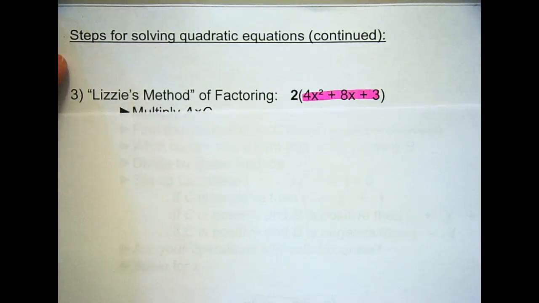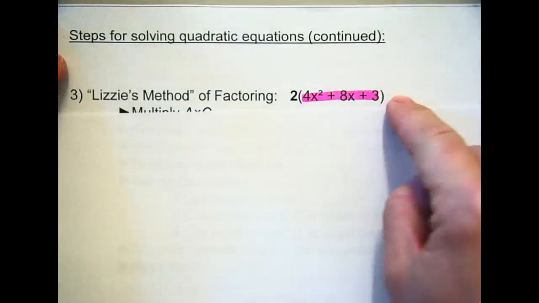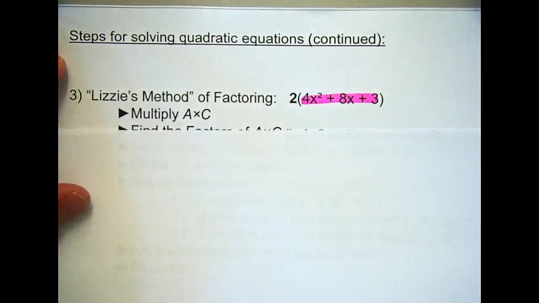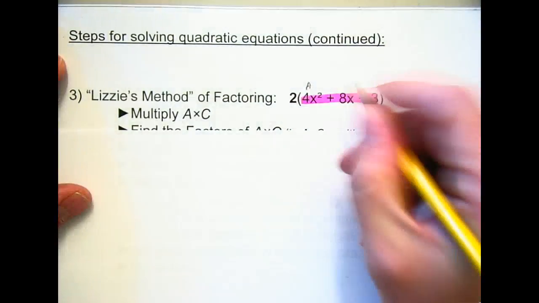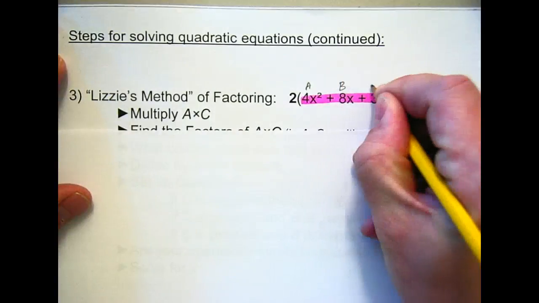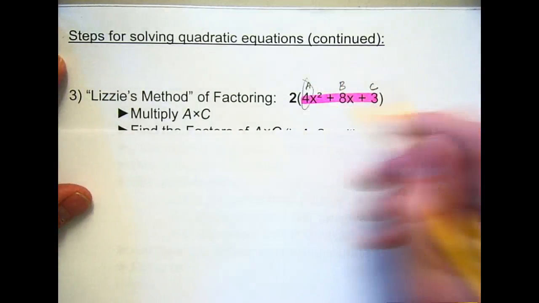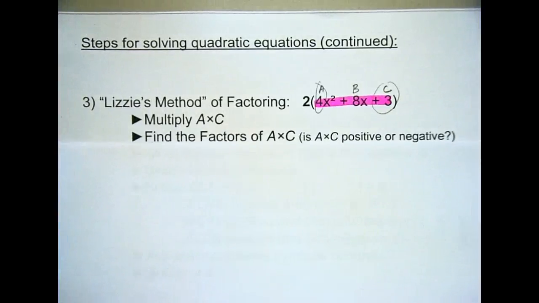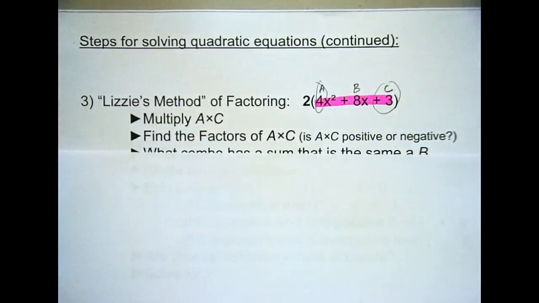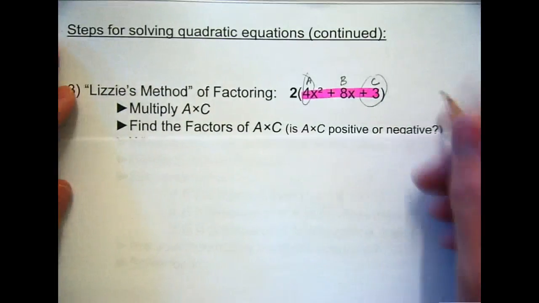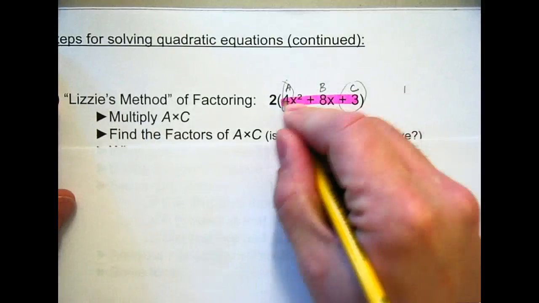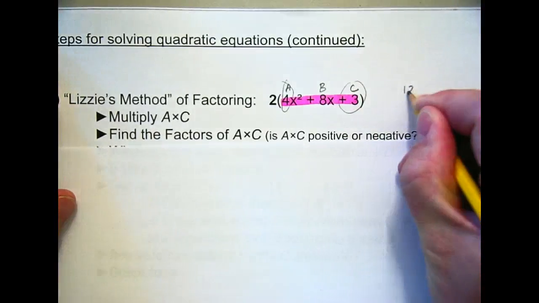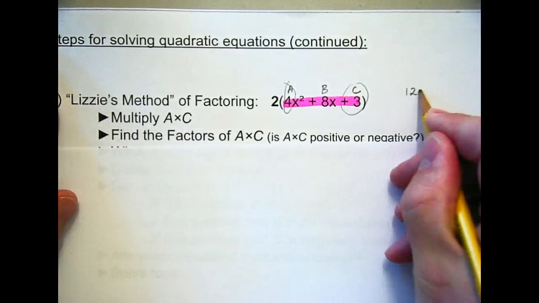If you're using Lizzie's method, just the quick overview. Pay attention, please. You multiply A by C. A meaning this, that's A. B meaning that, C meaning that. A times C, or 4 times 3 in this case. Once you multiply 4 by 3, so we get 12x squared.